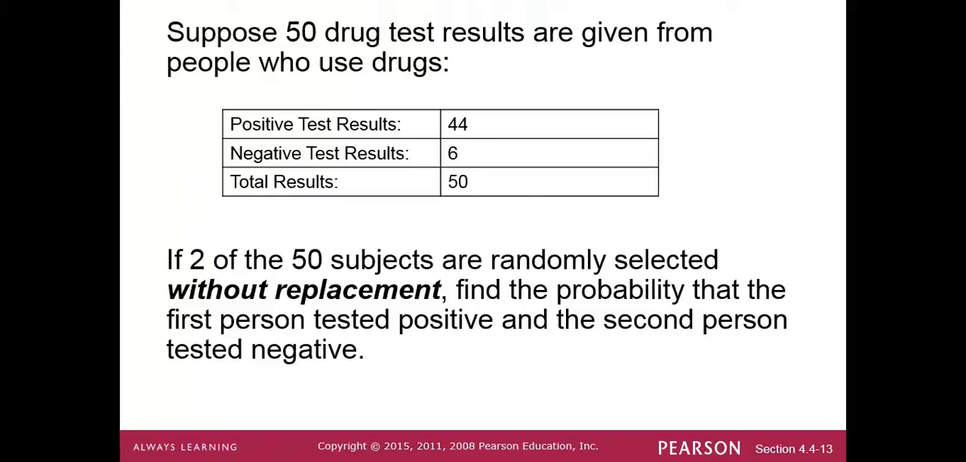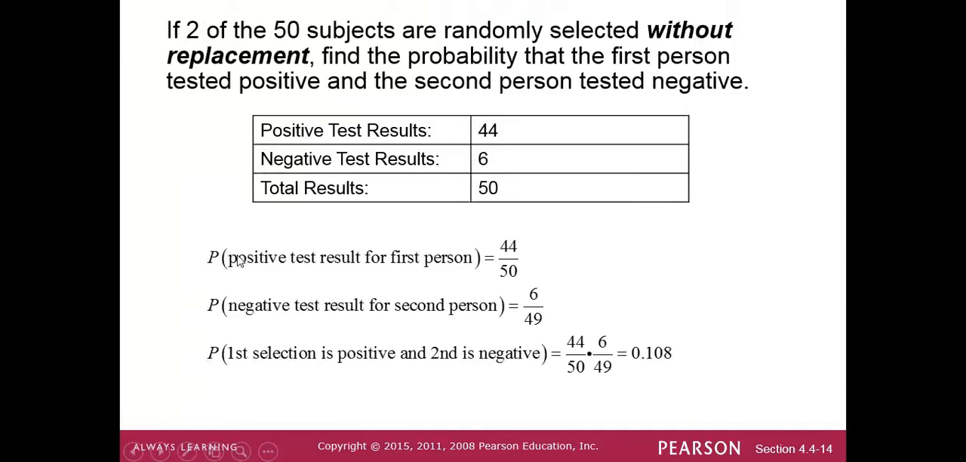Here, for example, suppose 50 drug test results are given from people who do use drugs. 44 were positive, 6 were negative. If you pick 2 of the people without replacement, find the probability that the first person tested positive and the second tested negative. So the positive test result for the first person is 44 out of 50. Now, the second test result is 6 people had negative results, but there's only 49 left because you already picked somebody. So you have 44 out of 50 times 6 out of 49. And that's because it's selected without replacement.